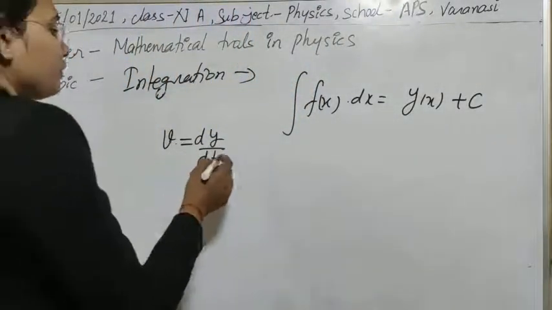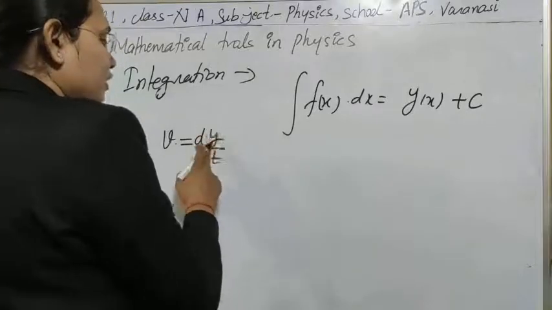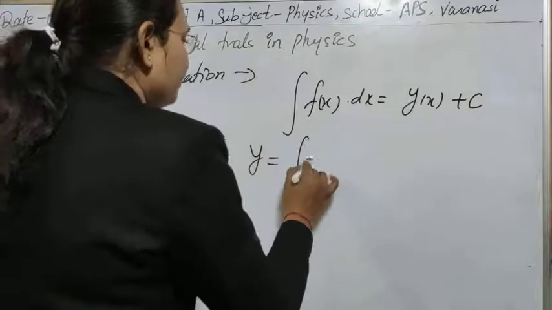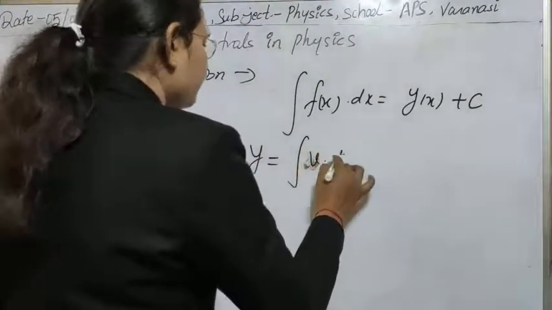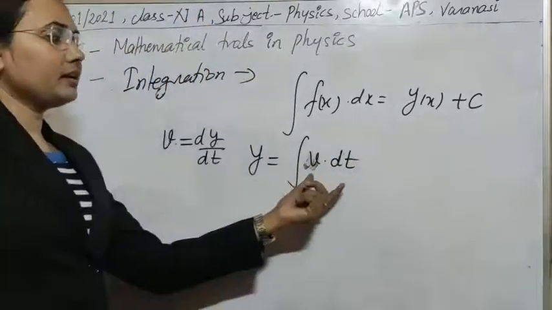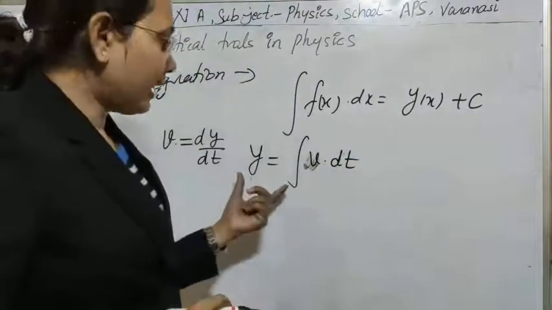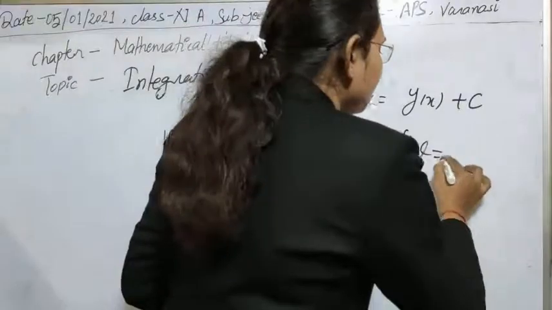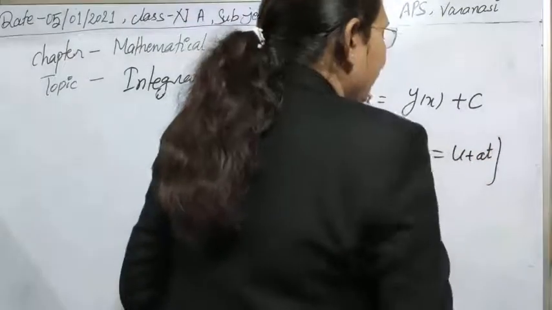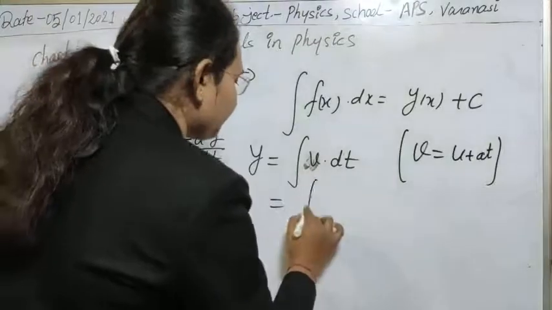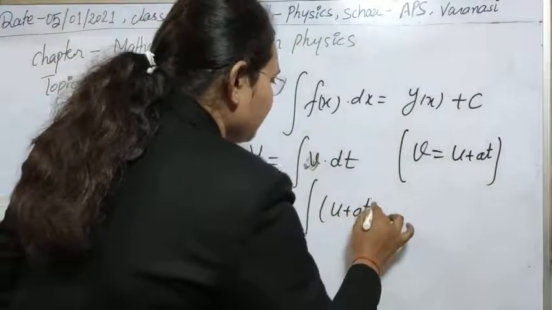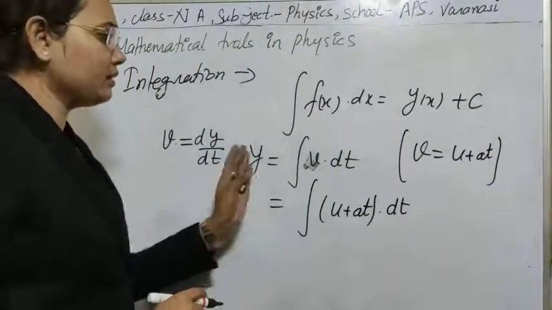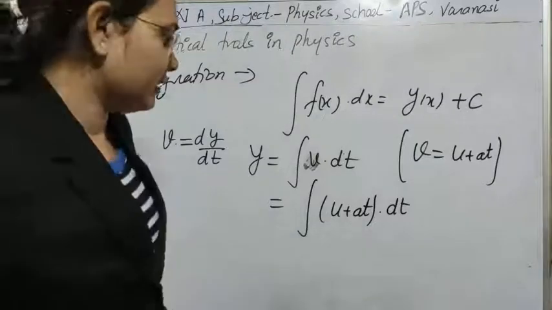When you have to find this y, you just have to integrate. So the value of y will be the integration of v with respect to t. If I derive the second equation of motion, the first equation of motion is v equals u plus at. So just use this equation here, u plus at. We have already seen these concepts with the help of integration, so with any formula you can understand it easily.